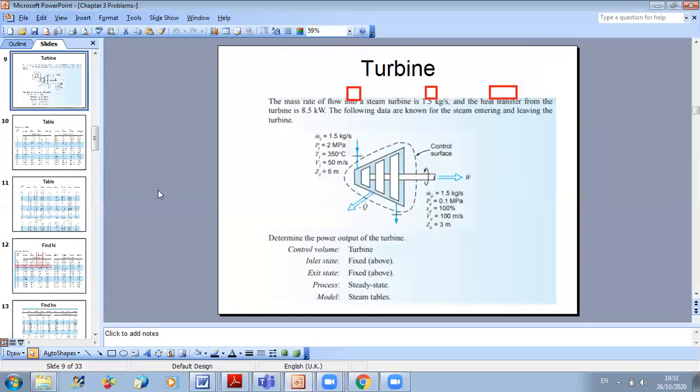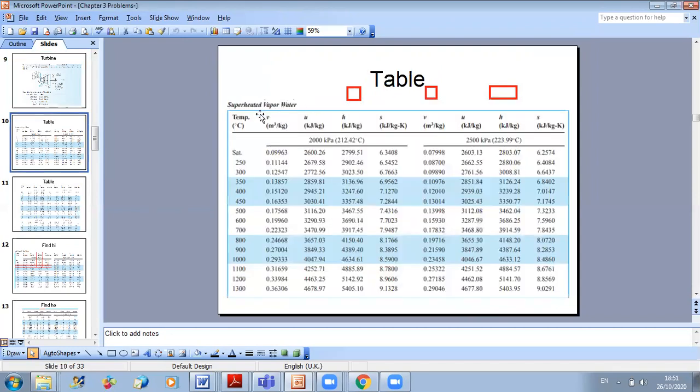At inlet we give the pressure and the temperature, 2 megapascal and 350 degrees. So I should go to tables and look where I have the table of superheated steam for 2 megapascal. If you go to your tables, you should look at superheated vapor water, and you have several tables. You should look for the 2000 kilopascal. It is here, okay?